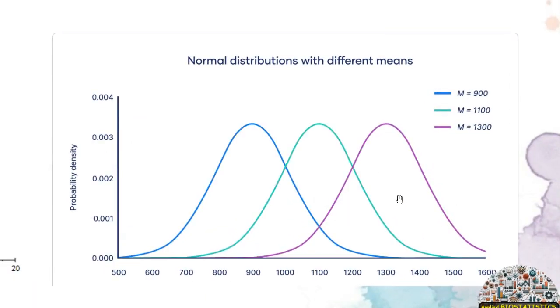And if we look at these ones, as you see, they all have the same standard deviation but different means. For example, the blue one has a mean of 900, and the purple one, all of them have different means but the same standard deviation.